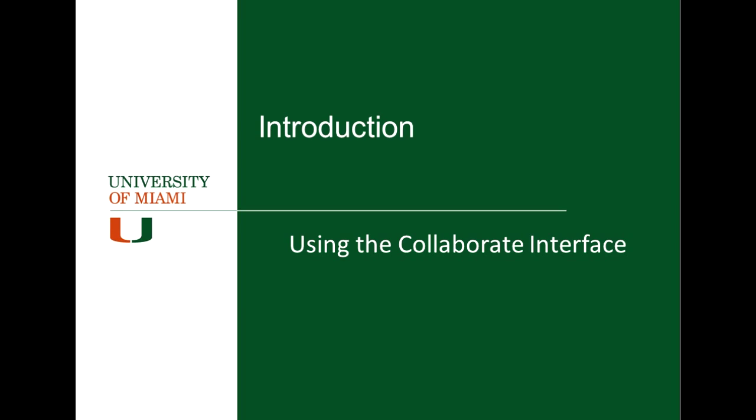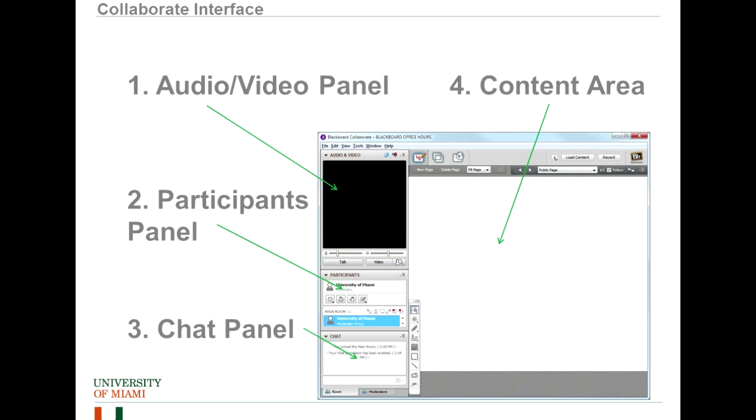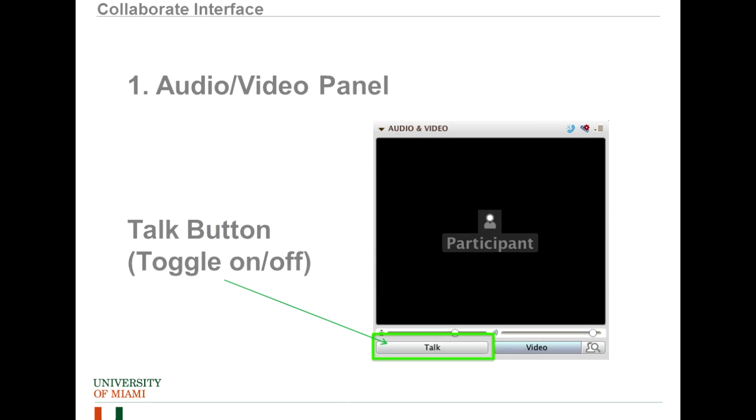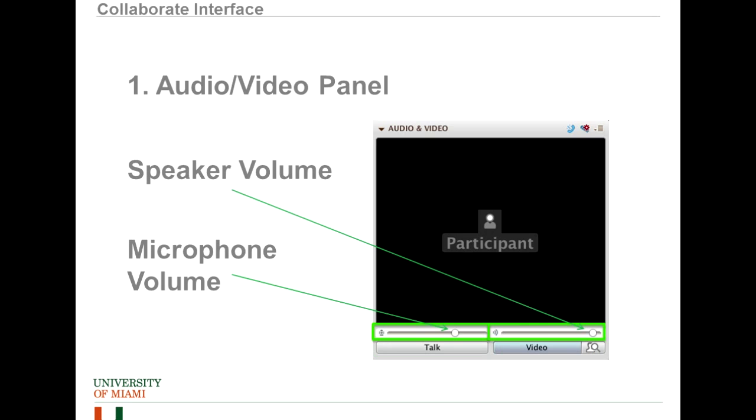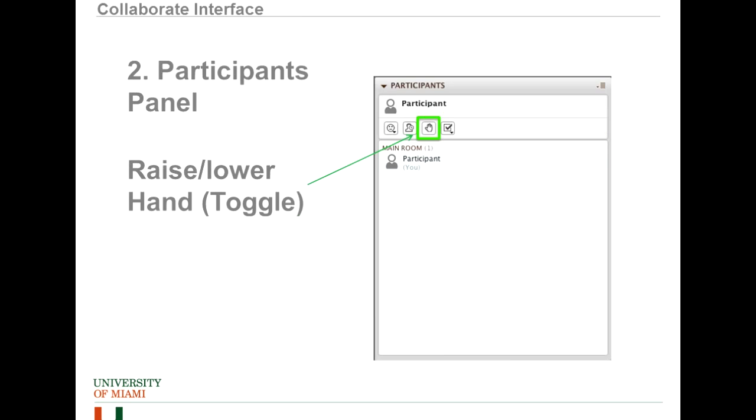Quick introduction on using the Collaborate interface. We've got a couple of areas to point out here: the audio and video panel, the participants panel, the chat panel, and the content area. In the audio and video panel, you of course have the video if that's being shown by the person talking, the talk and video toggles, as well as a preview video button.